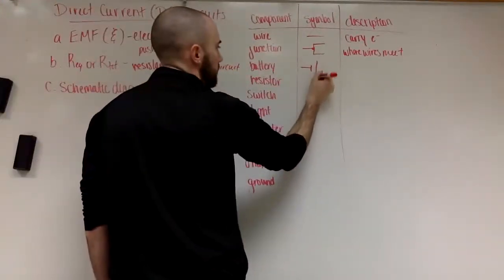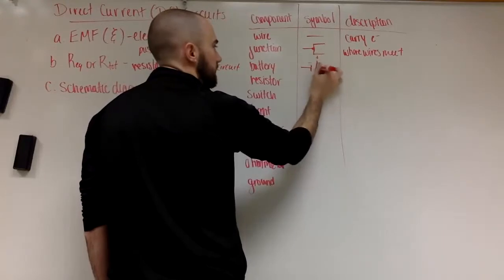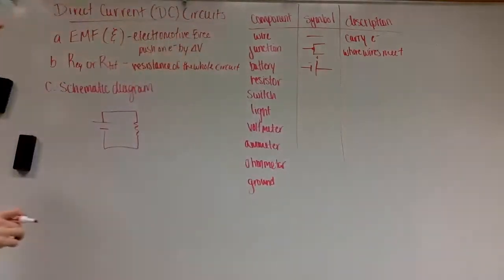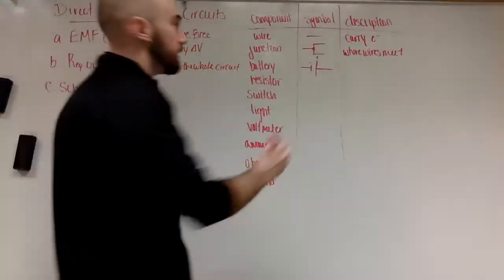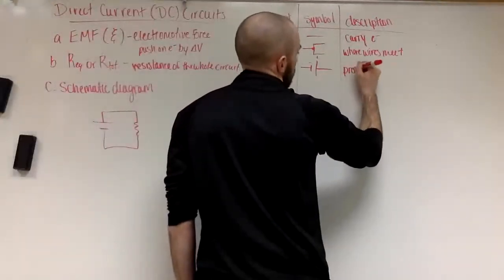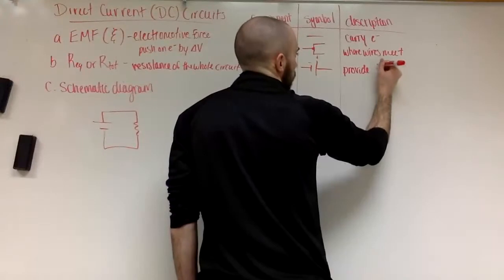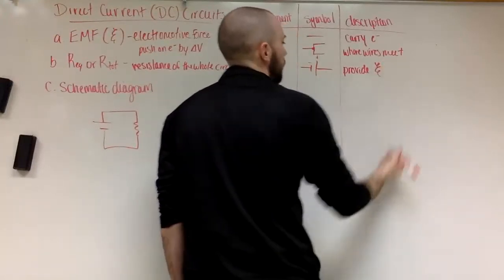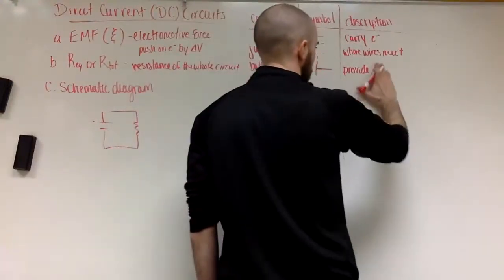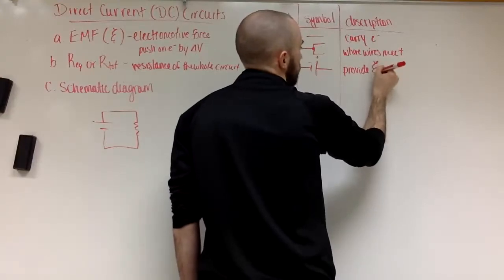Next up, we have the battery. Sometimes you'll see it with a plus and minus sign on it. Doesn't necessarily have to have that, but it's one side bigger, one side smaller. And this is what provides your EMF. There we go, fancy. Let's make the E a little better. There we go.